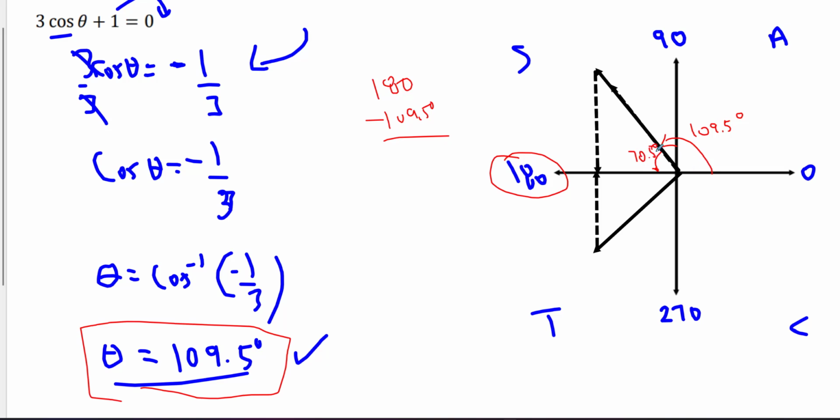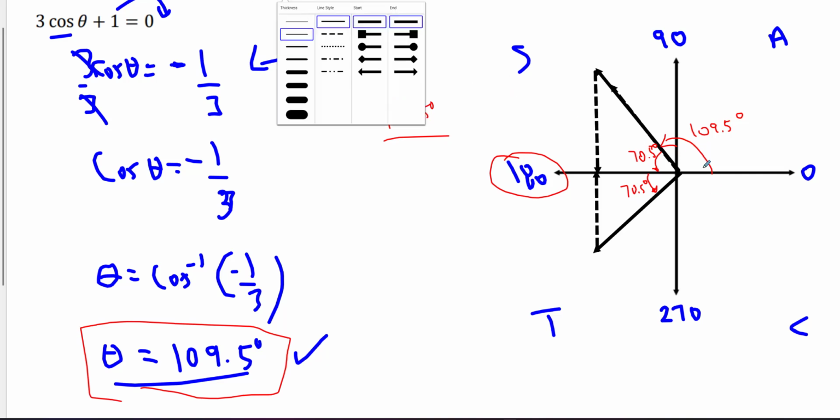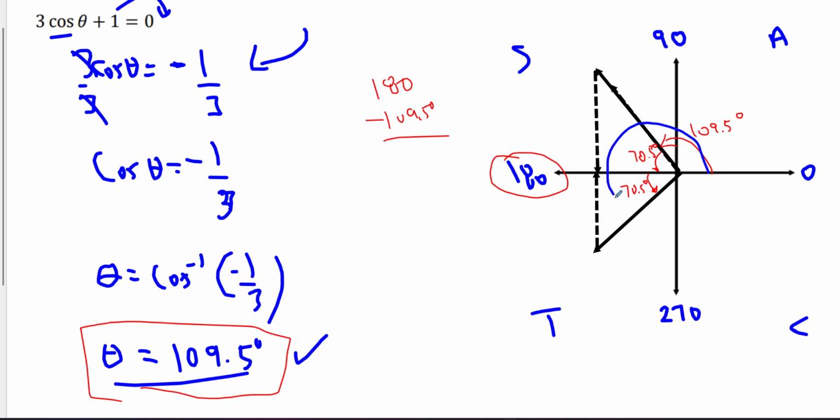If the angle inside of the first triangle is 70.5 degrees, well, guess what? The angle inside this triangle is also 70.5 degrees because they have the same related acute angle. And if that's the case, then I know that the angle that goes from all the way here to here has to be 180 plus 70.5 degrees, which is 250.5 degrees, and that's the answer.